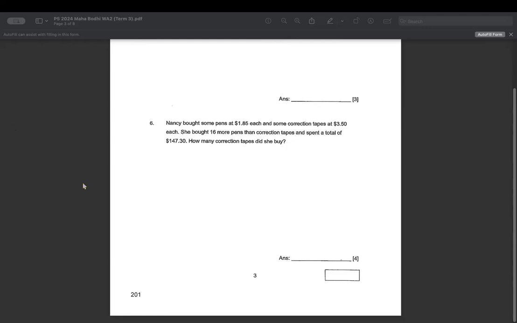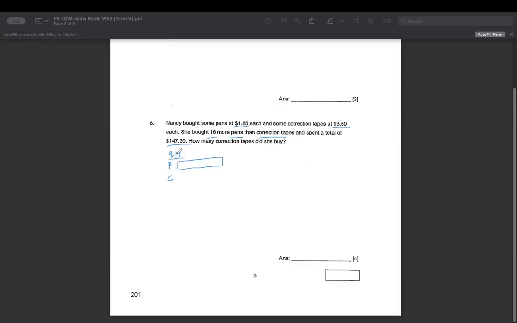So for this question, they tell us the individual cost of the pen. One is $1.85 and for one correction tape is $3.50. And then next, they tell us the quantity difference between the number of pens and the correction tape is 16 more pens. And then they tell us the total amount spent on all the pens and the correction tapes. Okay, so first thing first, looking at this 16 more pens and correction tapes, I'm going to draw the quantity model first of the pen to the correction tape.